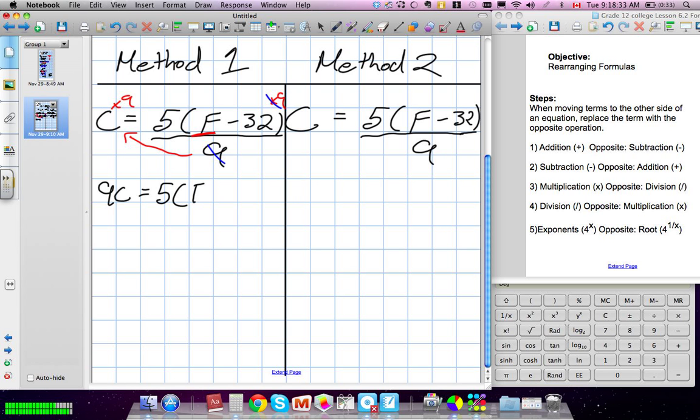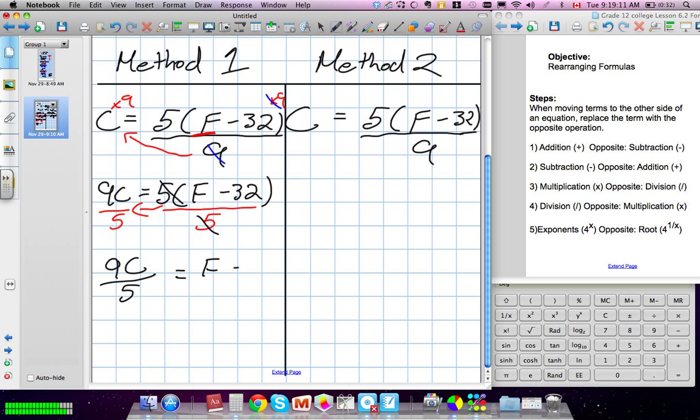The next thing we need to do is this bracket here. Remember, when we're moving things, we try to think of reverse BEDMAS. We have our brackets, but technically the brackets are multiplied by 5. So the 5 is the next thing I want to move over. In order to do that, I'm going to need to divide both sides of the equation by the number 5. When I do that, the 5's will cancel out. We'll be left with 9C divided by 5 is equal to F minus 32.